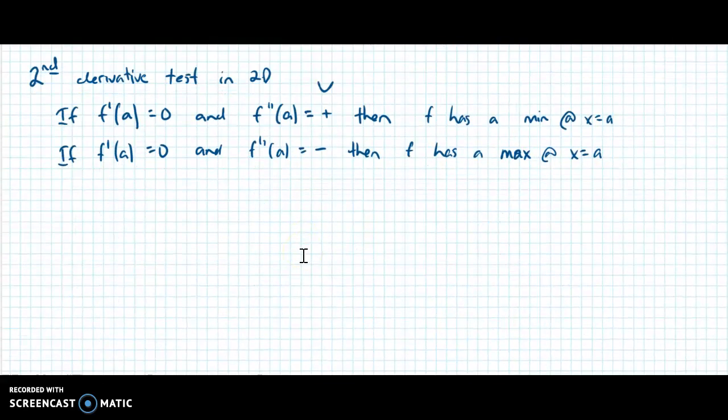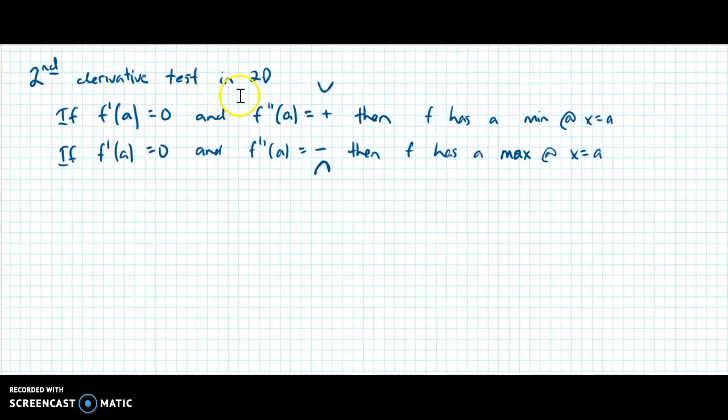So, in order to jump in to where we're going here, I wanted to restate the second derivative test in 2D, because the second partials test in 3 dimensions is very, very similar in terms of its structure. It just has more complexity.